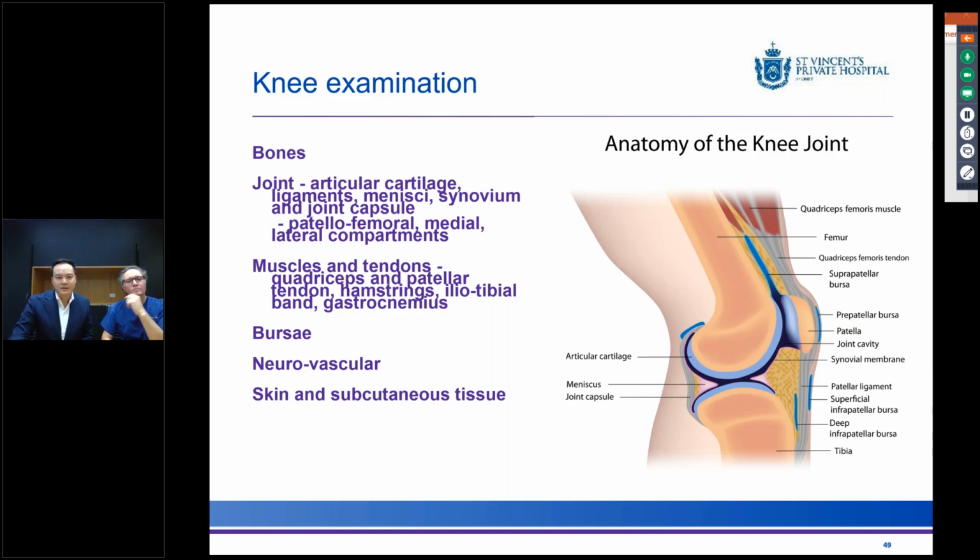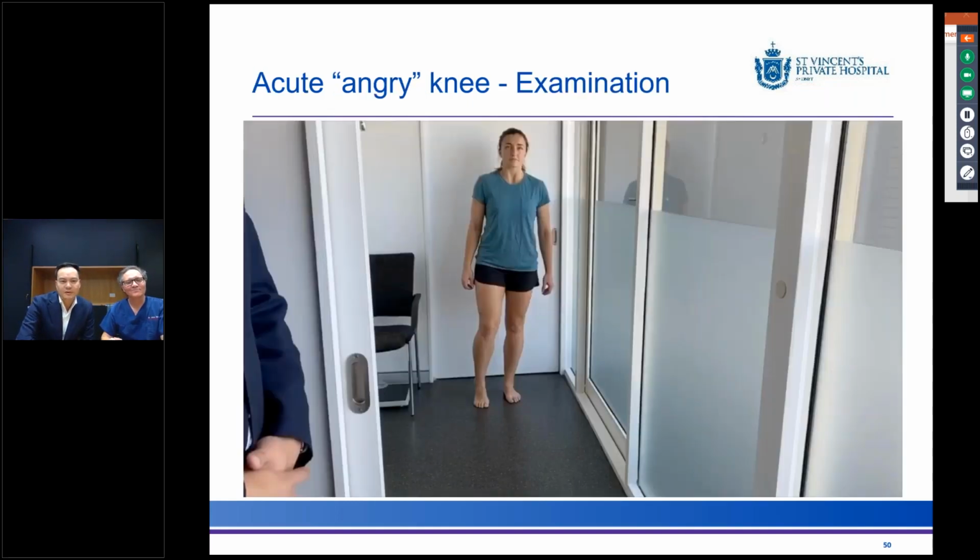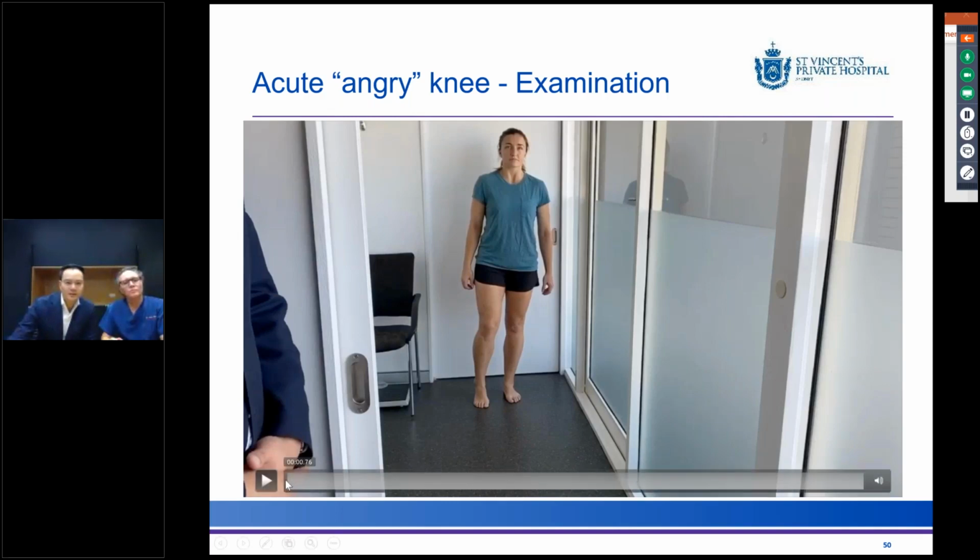So in the 3 scenarios, I've broken this up into firstly, acute knee, which I've termed the angry knee. So this is a patient who's had a sudden flare of symptoms, and usually with a history of trauma. So we've recorded this video beforehand. I'm just going to play it now, and John's going to talk us through it.